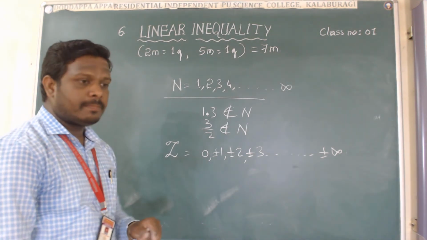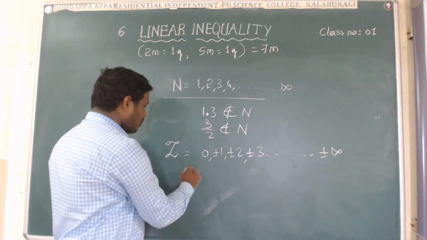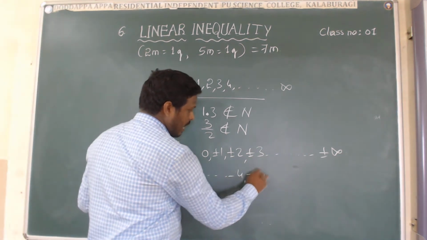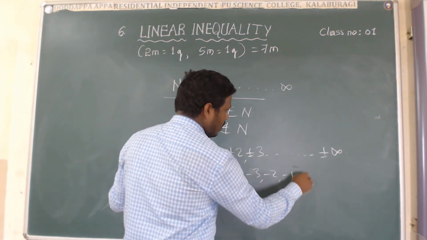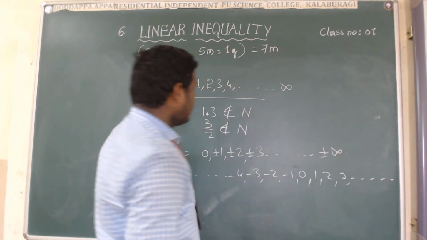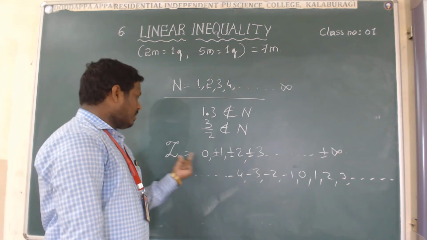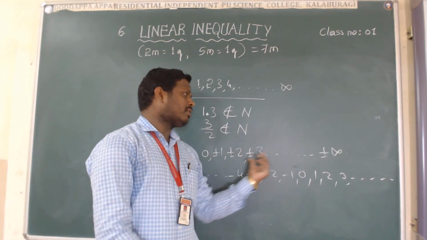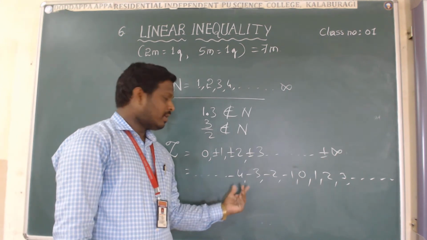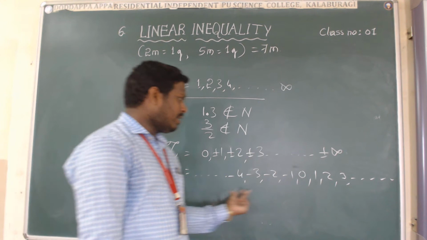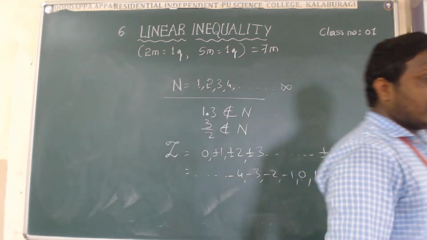Getting this one? One more method is there to write this: so on, minus 4, minus 3, minus 2, minus 1, 0, 1, 2, 3, and so on. In this way also we can write the integer values. In one line only I wrote here, only the right side I wrote. Getting my point? Yes, these are the examples for the integers.